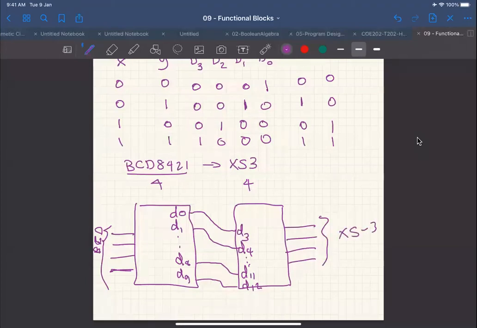Do you see that? So this is a 4 to 10 decoder, and this is actually a 10 to 4 encoder. Do you see the application here? So I used a decoder and encoder to implement a code converter. Any question? If you have a question, please ask. Otherwise, let me stop recording.